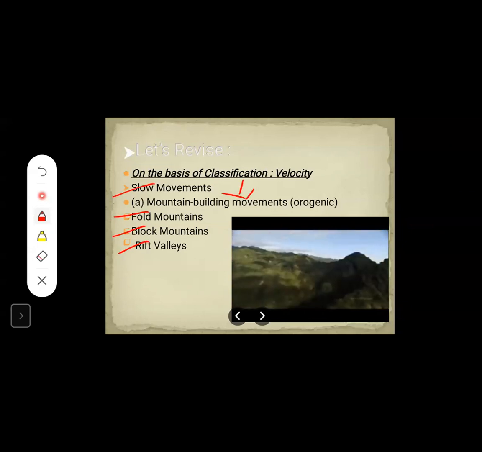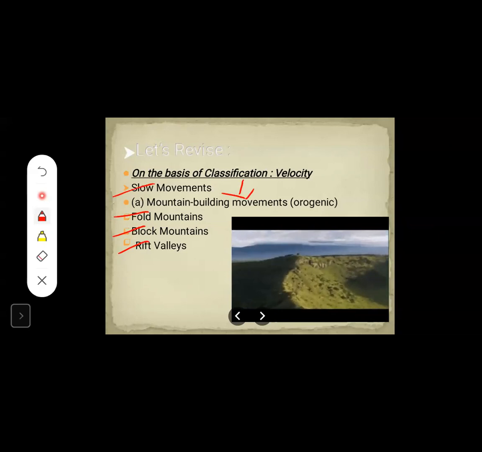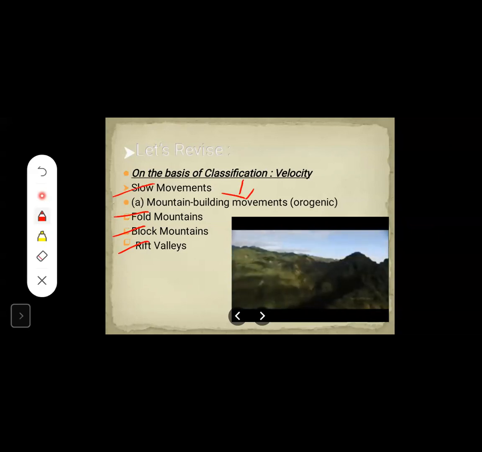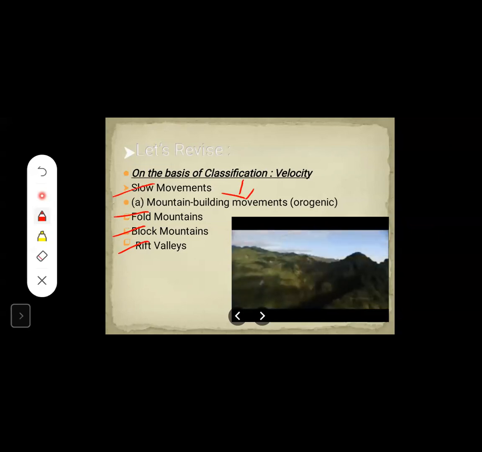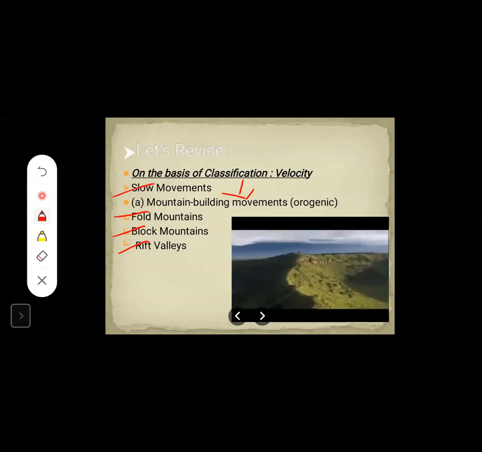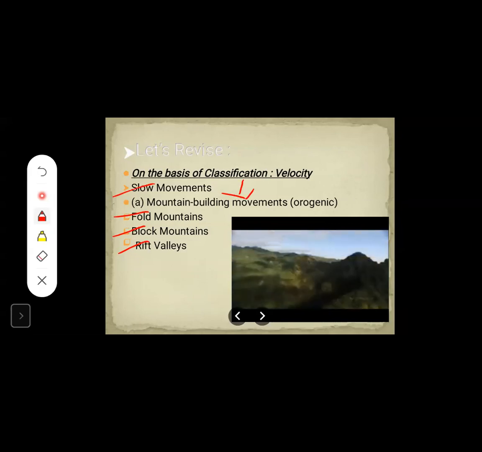Slow movements occur continuously, you can see the movements are being formed. But sudden movements are right opposite to the slow. Just keep in your mind that the words themselves explain it: the movement which occurs suddenly within a few minutes is known as sudden movement. But now we are going to compare the slow movements and sudden movements. Distinguish between, like, the difference between the slow movements and sudden movements.